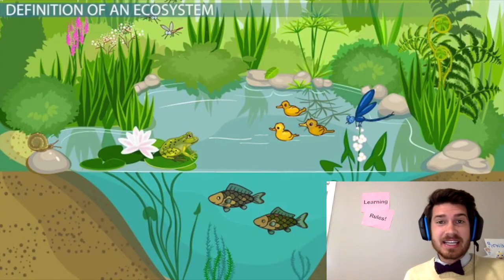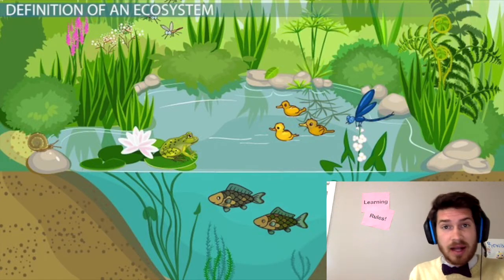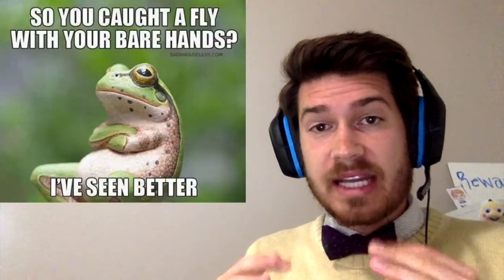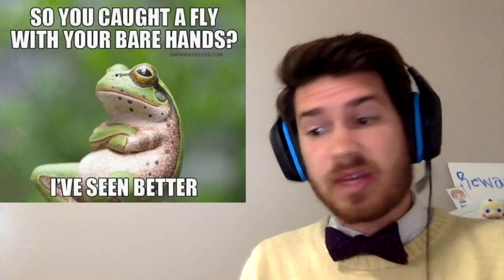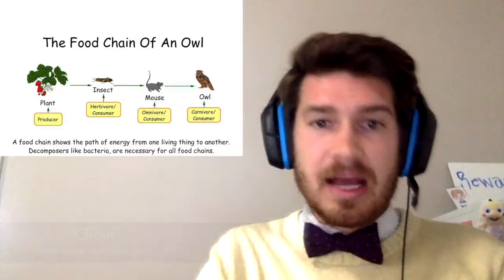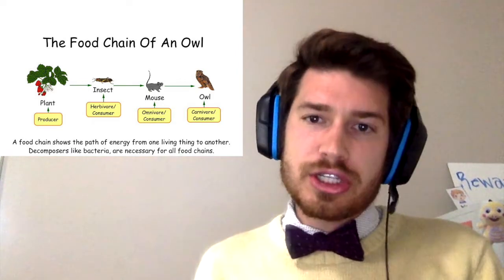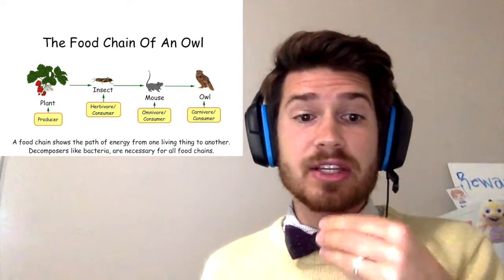An ecosystem is a biological community where different organisms, which are living things, interact with each other as well as their physical environment. So things like the water and the rocks. So, in science, ecosystems have to do with these living things interacting with other living things and physical environment. A simple way of looking at this relationship is a food chain. A food chain shows the path of energy from one living thing to another.